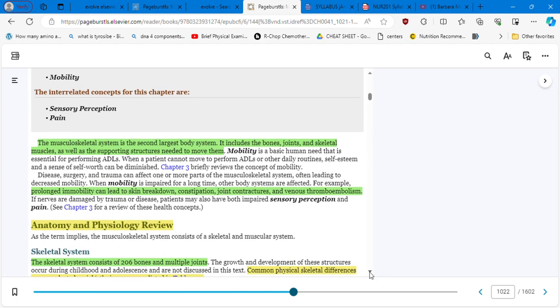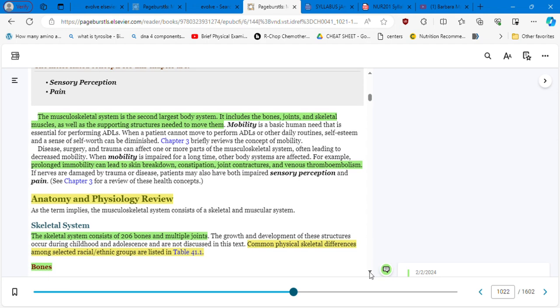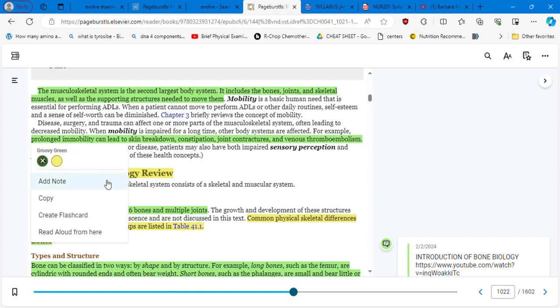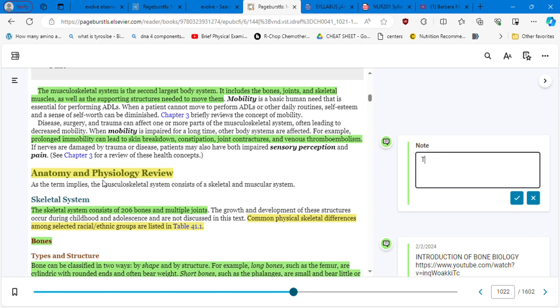The musculoskeletal system is the second largest body system, because the first one obviously is the skin, right? It includes the bones, joints, and skeletal muscles as well as the supporting structures needed to move. Prolonged immobility can lead to skin breakdown, constipation, joint contractures, and venous thromboembolism. And this is one of the most important concepts.